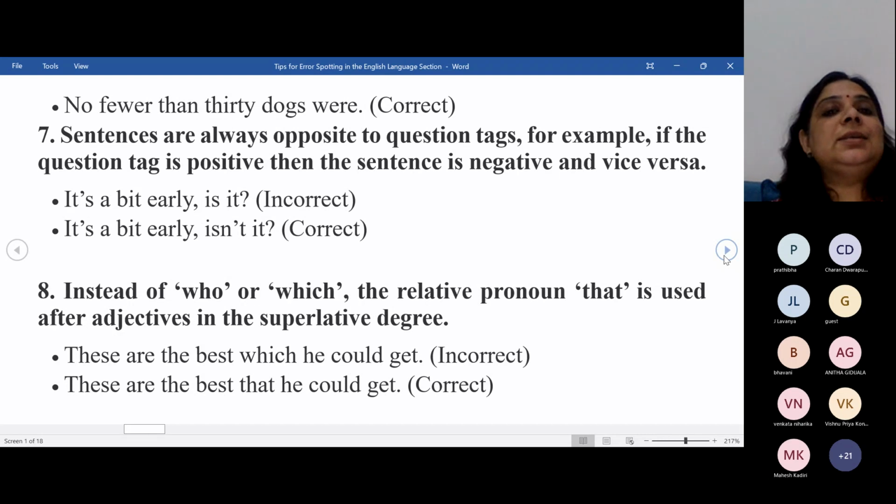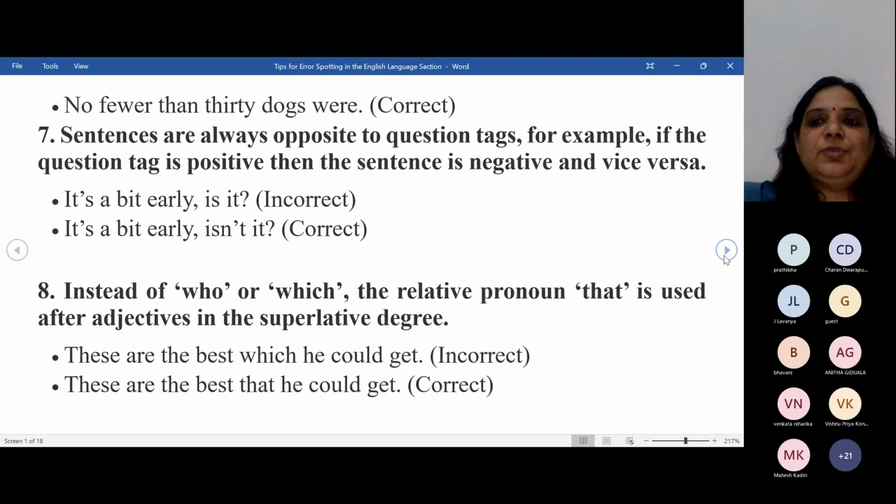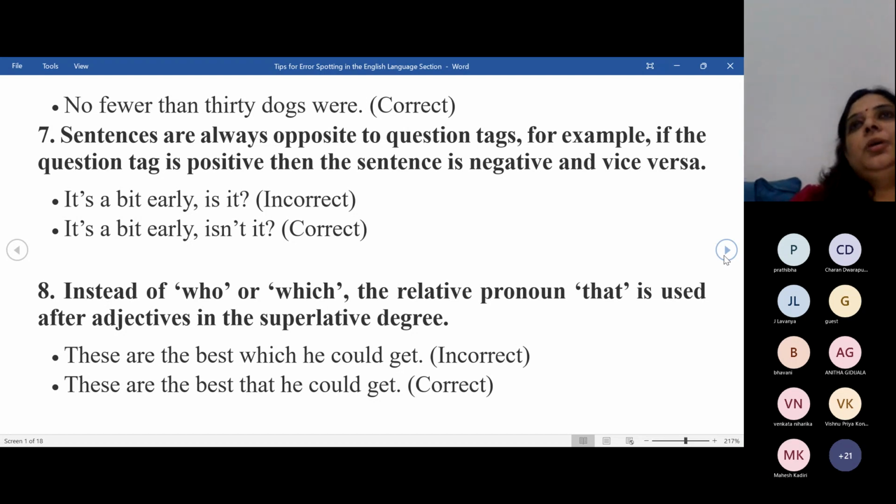Sentences are always opposite to question tags. For example, if the question tag is positive, then the sentence is negative and vice versa. It's a bit early, is it? is incorrect. So we say it's a bit early, isn't it? You are early to the party, aren't you? We never say are you. You are working late tonight, aren't you? So it's always the negative question tag we use. This is the right form.